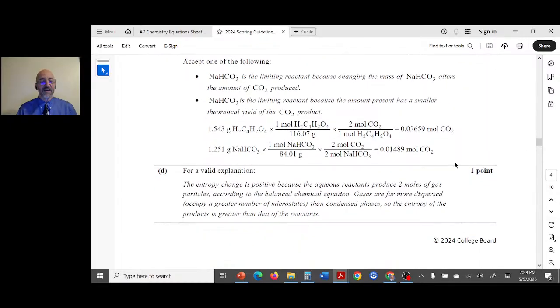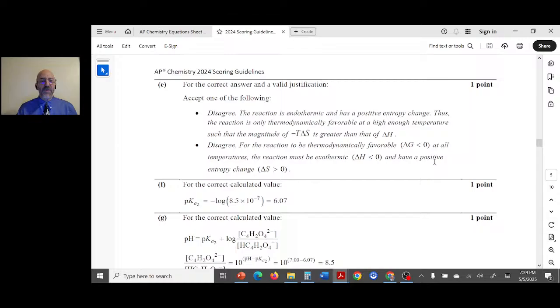And then here comes the, I disagree with the student's claim. The reaction is endothermic and has a positive entropy change, so it's only favorable at a high enough temperature such that the magnitude of the negative T delta S is greater than the magnitude of delta H. Or you could say something about delta G is negative, but again, if that were true, then the reaction would have to be exothermic. If that claim were true, you would need delta H to be negative, but in this case, delta H is actually positive.